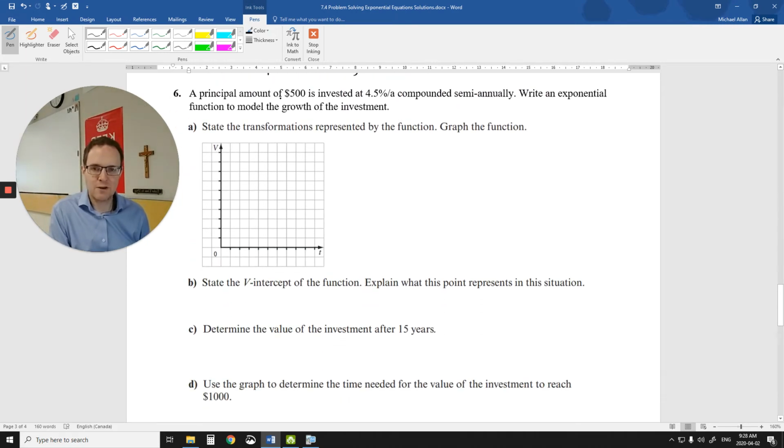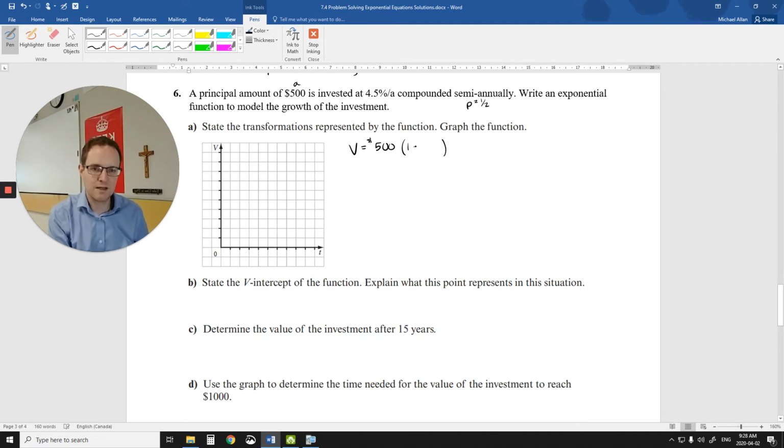Okay, so the principal amount for this one here is 500, so that's my A value. It's invested per year at 4.5% per year, but compounded semi-annually. So my period here is going to be a half, so every half a year, that's what that means. This is going to be my interest per year. Write the exponential function for this. So we have V, we have T, so V is my investment. I have my initial amount, okay? It times it with my C value.